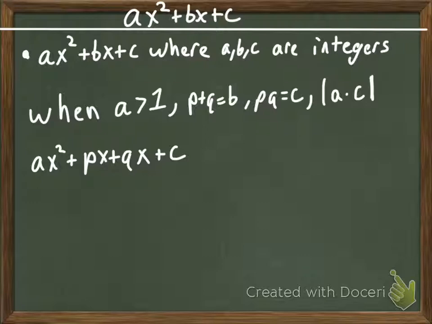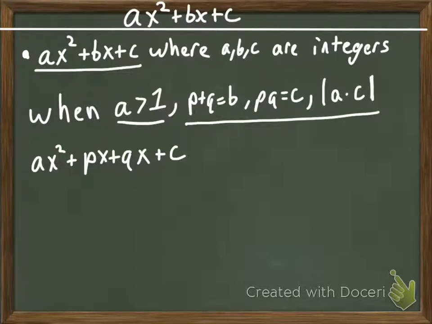So let's say we have ax squared plus bx plus c, where a, b, and c are integers. So they can be any positive or negative number. So when our a is greater than 1, we still have these three things that we follow. We still have p plus q has to equal b, p times q has to still equal c, and our a times c, the absolute value of that, is our process to find our p and q. What's different is this.